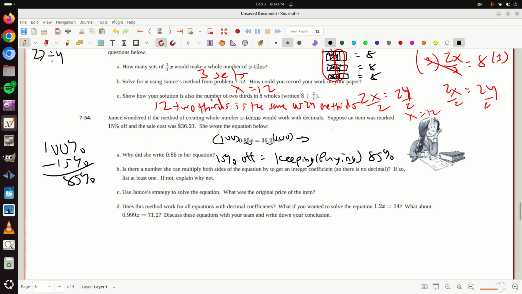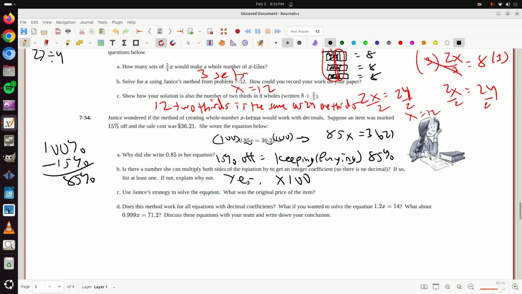it will turn into 85x equals 3,621. So hopefully that makes sense to you guys. So yes, the number is multiplying by 100. And what they're just trying to show right now is that you can get rid of decimals the same way you can get rid of fractions.